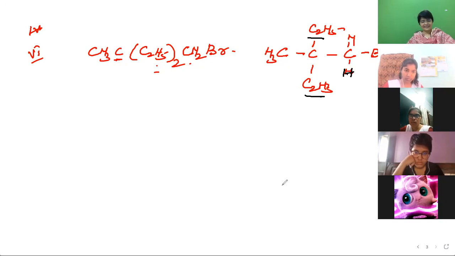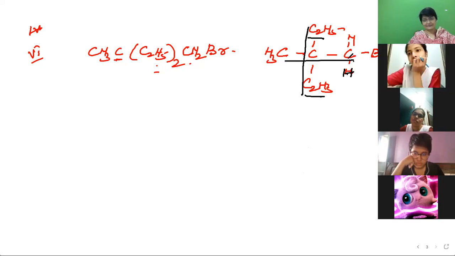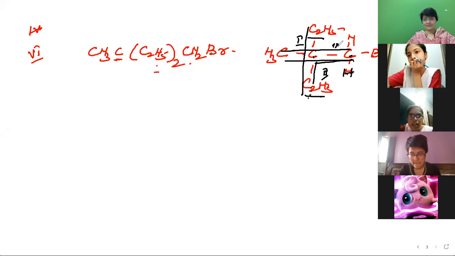But can you tell me one thing? Using your mind, which should be your chain? Which part should be your chain? Is this going to be the chain, or is this going to be the chain? Can you suggest to me? First, straight, five carbon atoms are there: one, two, three, four. Expand the C2 one. Second. And this is the third one. Which one should we take? Please suggest to me. The third one.